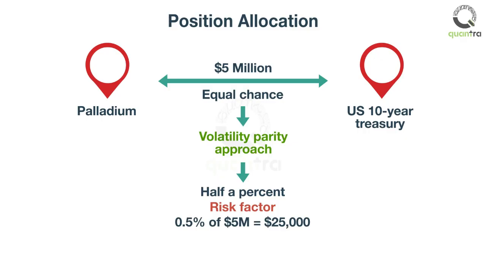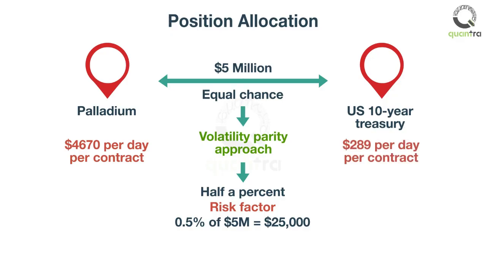We will see in the upcoming notebook that the palladium market moves by about $4,670 per day, and the treasury contract by about $289. Dividing the target position impact by the impact per contract and rounding down, we get the number of contracts. Thus, we arrive at the decision to trade 5 contracts of palladium and 86 contracts of the treasury contract. This will result in our $5 million portfolio holding $1.2 million worth of palladium and $12 million of the US 10-year treasury. If you come from the equity world, this may surprise or even shock you, but there is nothing odd about this. Not in the futures world.